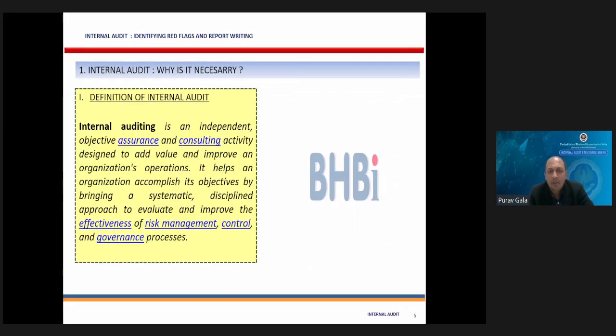So audit is an independent, objective assurance and consulting activity designed to add value. I mentioned the word unlocking value, improve an organization's operations. It also helps an organization accomplish its objectives by bringing a systematic, disciplined approach to evaluate and improve the effectiveness of risk management, control, and governance processes.